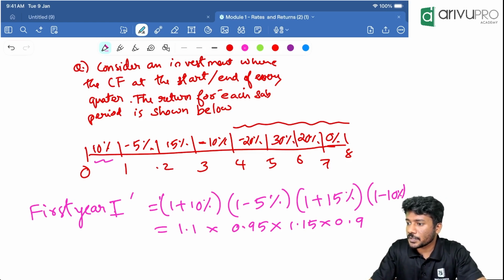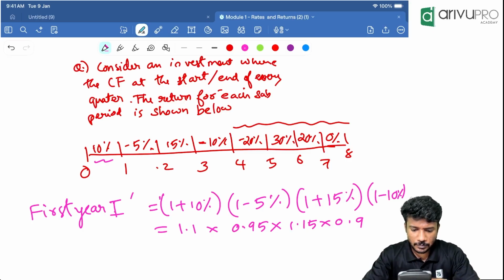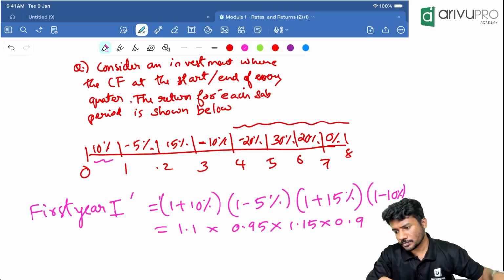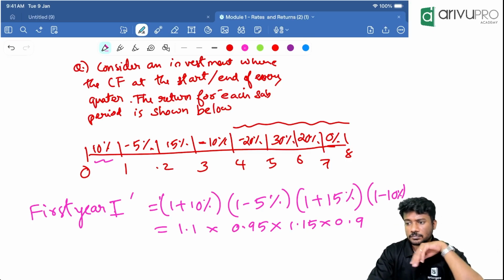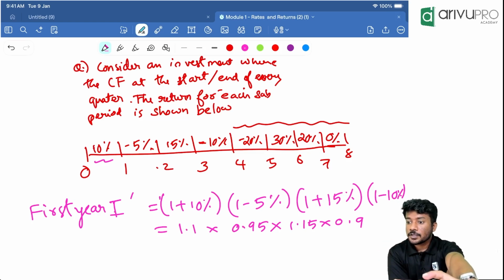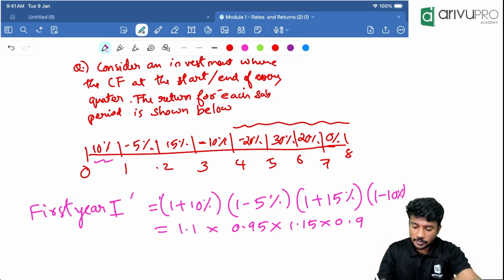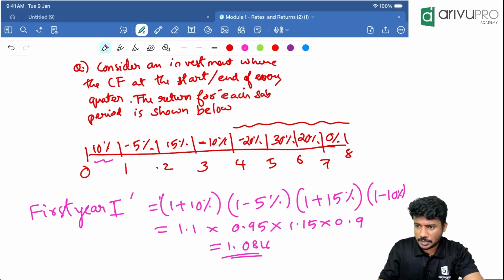1.081 something you got? Take your calculator, try. People, please try. Clear everything. Turn on. 1.1 into 0.95 into 1.15 into 0.9, which is equal to how much? How much you got? 1.08, which is equal to 1.0816 something you got. Yes.